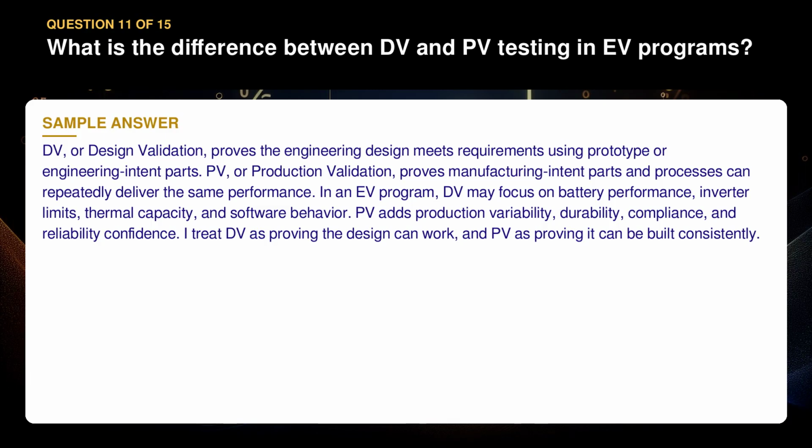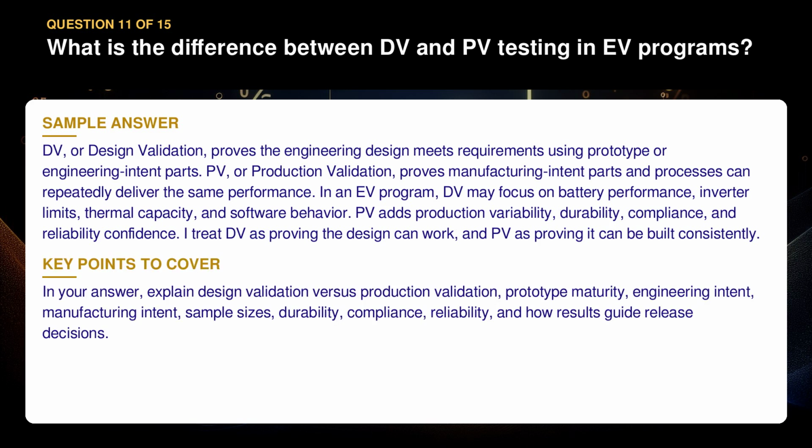PV adds production variability, durability, compliance, and reliability confidence. I treat DV as proving the design can work, and PV as proving it can be built consistently. In your answer, explain design validation versus production validation, prototype maturity, engineering intent, manufacturing intent, sample sizes, durability, compliance, reliability, and how results guide release decisions.